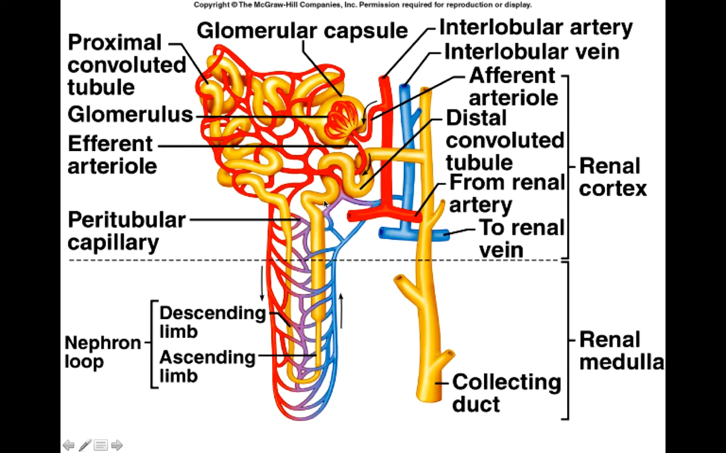After the loop of Henle, or the nephron loop, you have the distal convoluted tubule, which is much shorter and less convoluted. And then the filtrate, which at this point is the urine mostly, is going to move into a collecting duct. So a lot of nephrons will feed into the same collecting duct. Notice that the nephron loop is in the medulla, and the cortex has the rest of it.